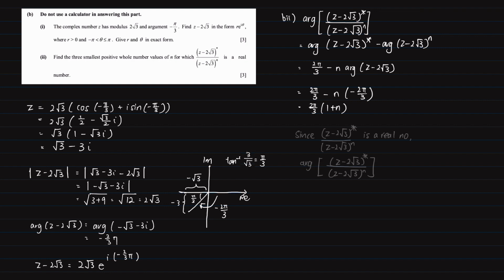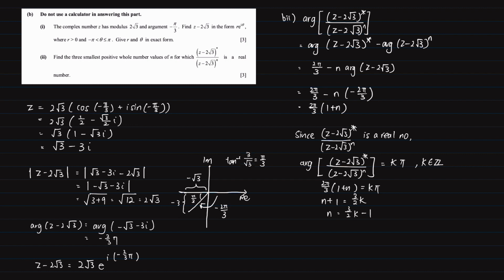Now, as mentioned in the question, since this expression is a real number, the argument of this expression is equal to, let's introduce an integer here, k multiplied by pi. The pi that you see over here indicates that it lies on the x-axis or the real axis of the Argand diagram. Simplifying, we will have 2 pi over 3, 1 plus n is equal to k pi. Making n the subject, we have n plus 1 equals 3 over 2 k, and n is equal to 3 over 2 k minus 1.